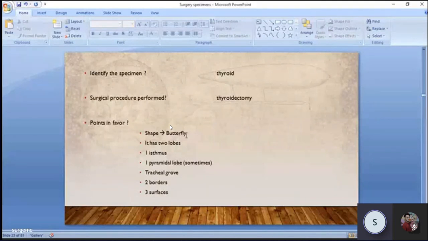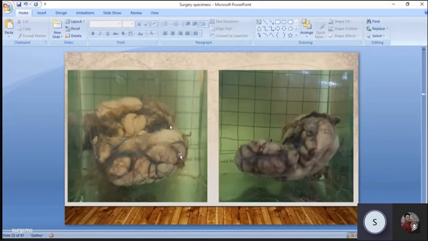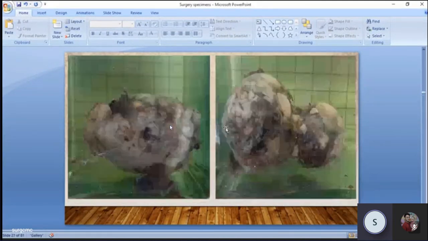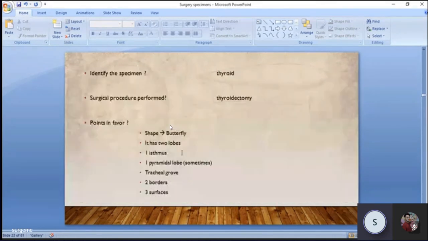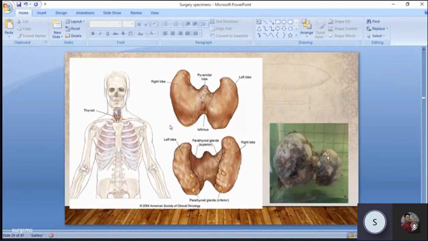First one is very important: shape, butterfly shape. You can see here the butterfly shape, but one wing is large because of the disease. So you'll see what disease it is. It has 2 lobes, one isthmus, sometimes one pyramidal lobe, which you cannot see properly every time, tracheal groove, 2 borders, and 3 surfaces. So now you can correlate with this image, that butterfly shape.